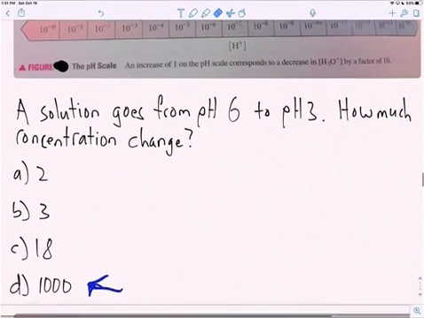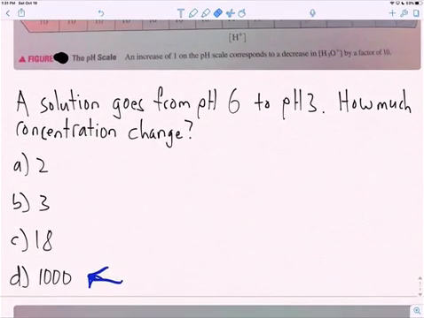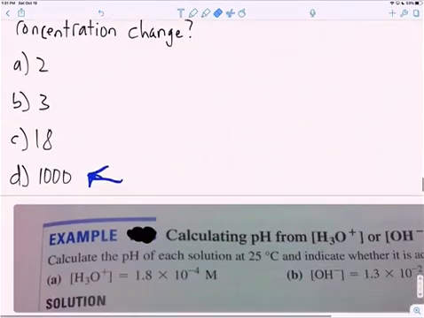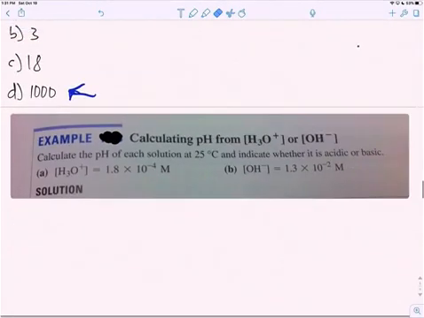So a solution goes from pH 6 to pH 3. How much does the concentration change? Don't forget that pH is a logarithmic scale, a factor of 10. This is 1,000. Okay, so let's do some more calculations.